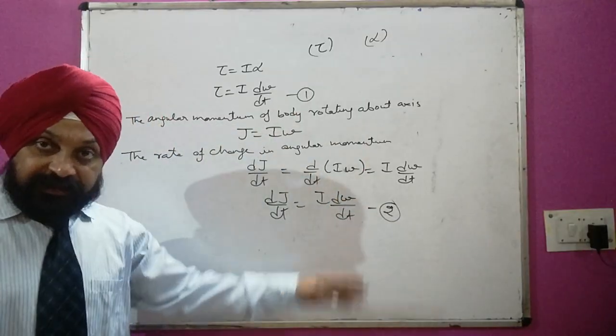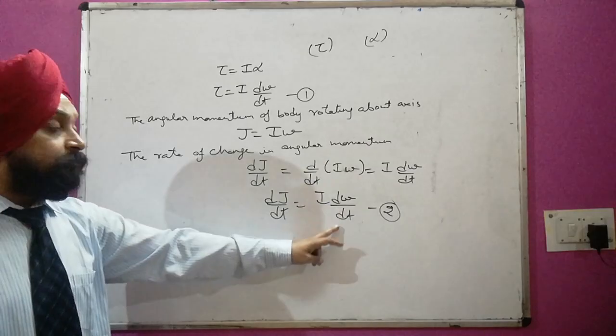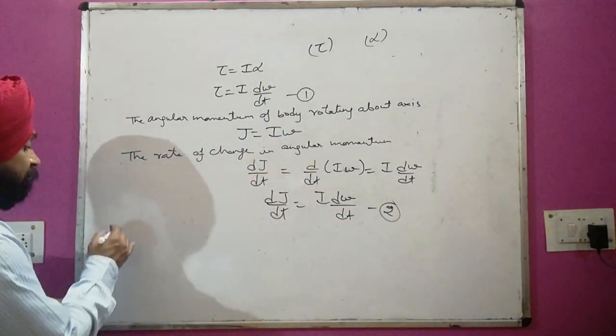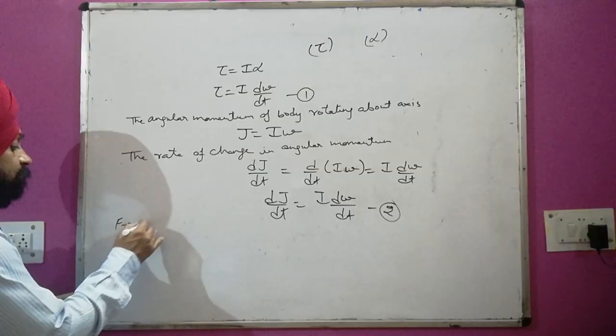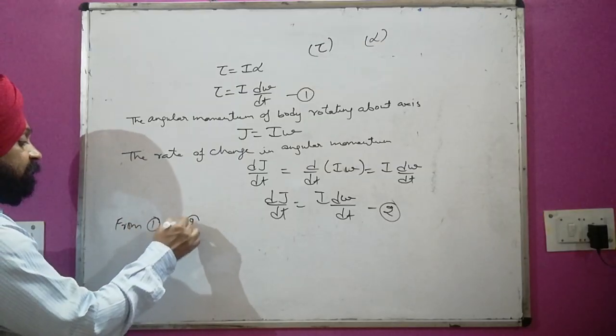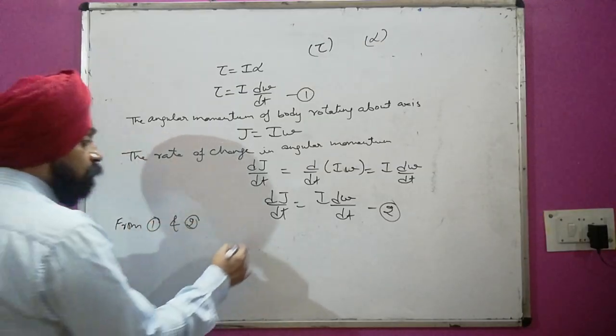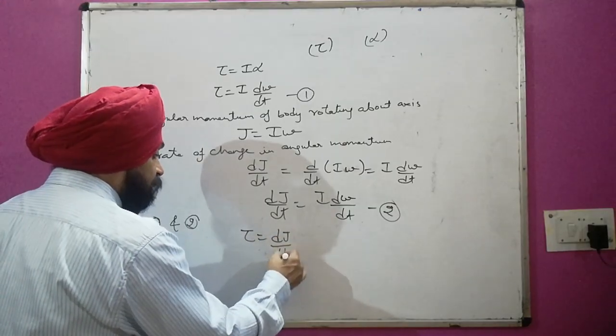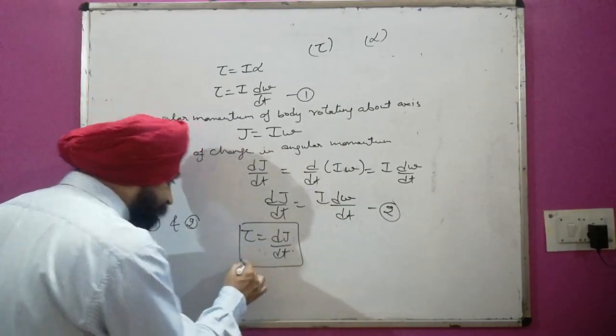Let us see the first and second. The right hand sides are the same: I d omega by dt. And from the first and second, we can say tau equal to dJ upon dt.